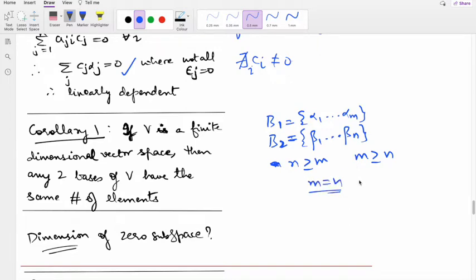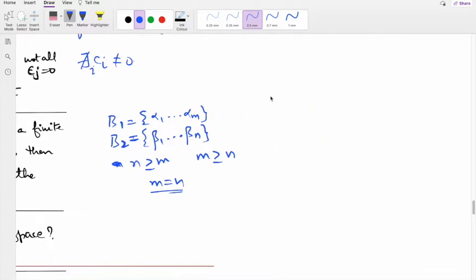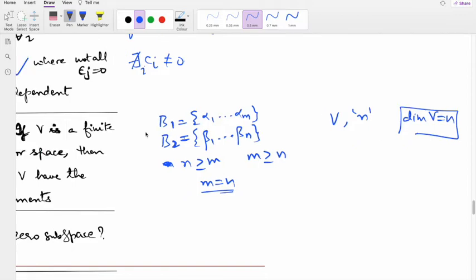Simple and straightforward, right? Hence, if you find multiple bases, they will have the same number of elements, which means that to understand the dimensionality of V, finding just one basis is enough. If you're able to find one basis for any vector space which has, for example, n elements, then dim V is equal to n is fixed by then. You need not worry about any other basis having more than n elements because of this particular theorem.